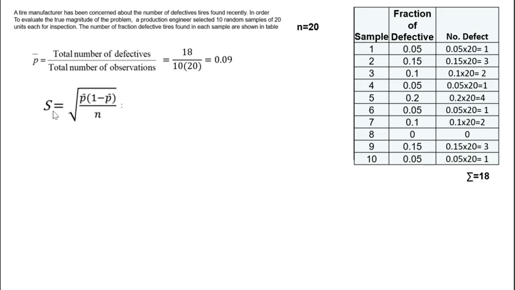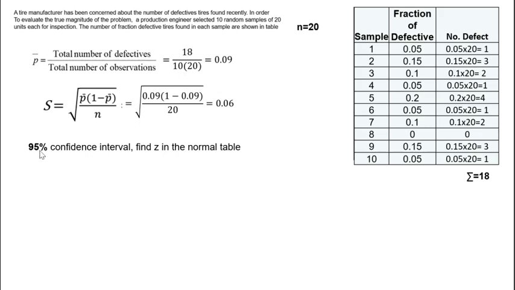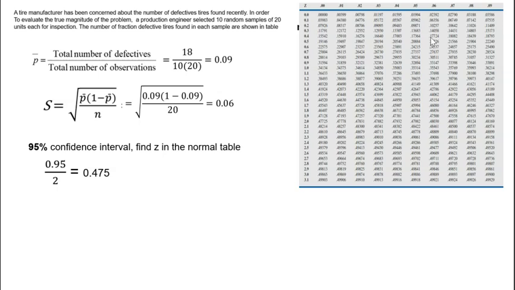And for the standard deviation, we have to use this formula. P bar is 0.09, 1 minus P bar is again 0.09 here, and n, we know each sample has 20 observations. So under the square root, we get 0.06. Now we need to find the 95% confidence interval, finding the Z from the normal table.